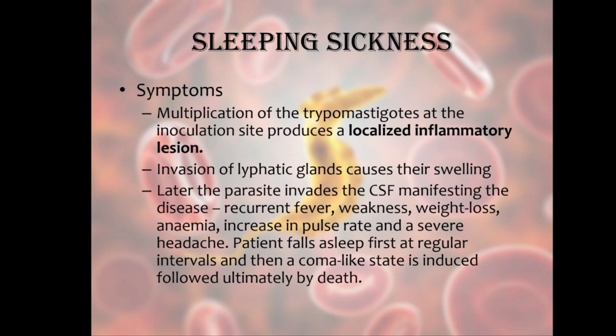The invasion of the lymphatic glands also causes them to swell, and later, as the parasite is invading the cerebrospinal fluid, this actually leads to manifestation of the disease. The patient is said to experience recurrent fever, weakness, weight loss, anemia. There is an increase in the pulse rate and a severe headache. Patient falls asleep first at regular intervals and then a coma-like state is induced, which is followed ultimately by death.